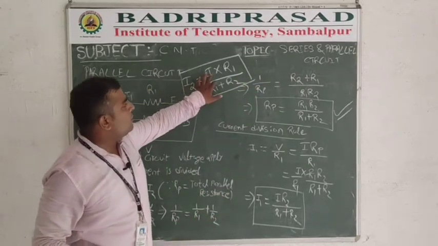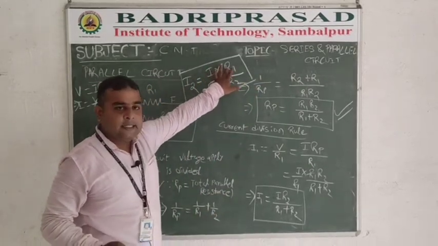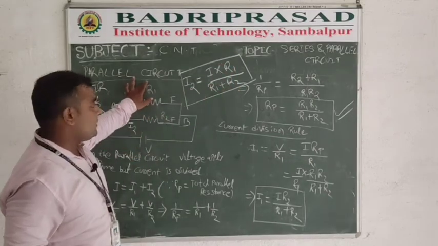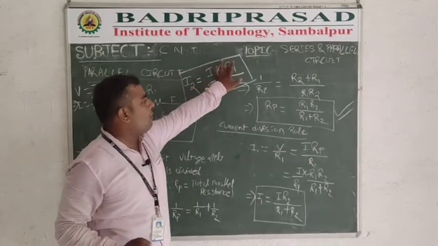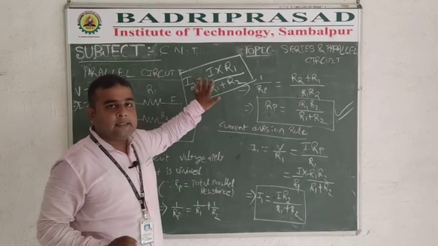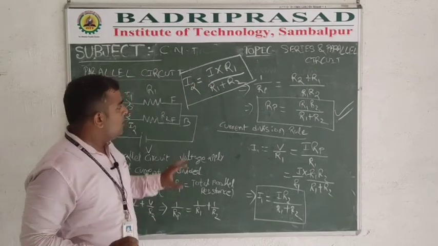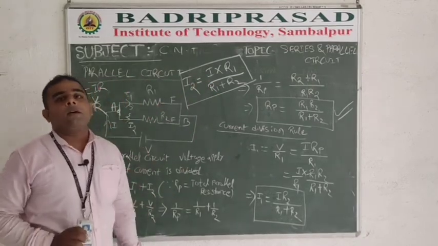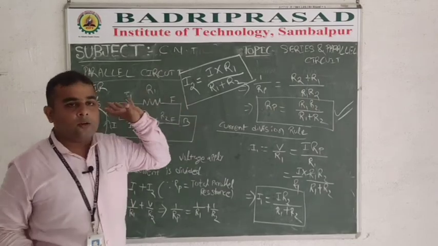So I2 is equal to I into the opposite resistance, that is, for R2 the opposite resistance is R1. So I into R1 divided by the total resistance, that is R1 plus R2. So this is all about the current in a parallel circuit and the current division rule.